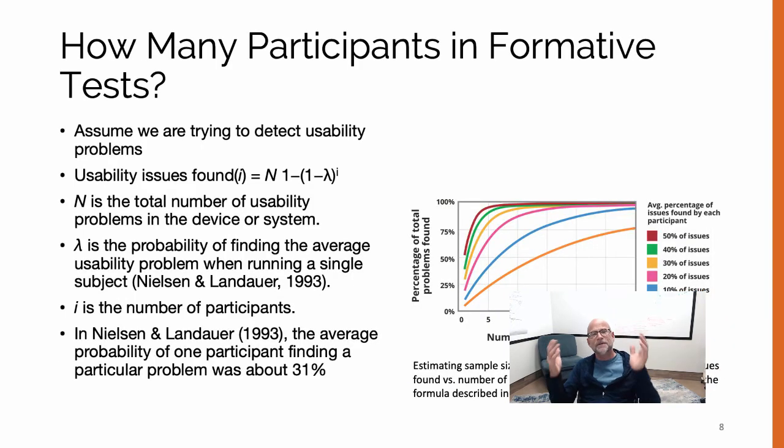Okay, so how many participants should we be using in a formative test? So remember, formative tests, what we're trying to do is find the usability problems. And in order to do that, we don't need a huge number of people. So some of the original work in this area was done by Jakob Nielsen, who you may be familiar with, and another fellow named Tom Landauer, who passed away relatively recently, but a wonderful cognitive psychologist.